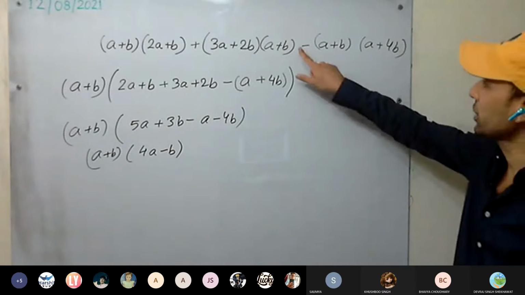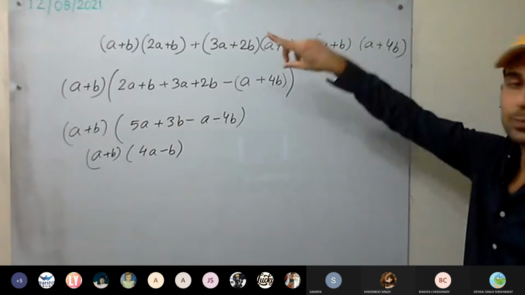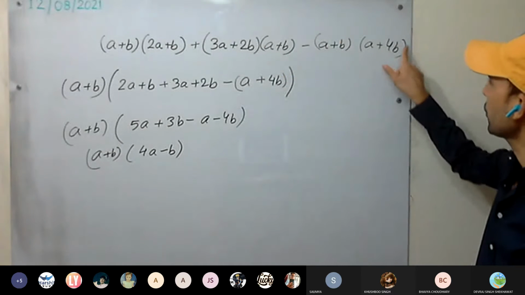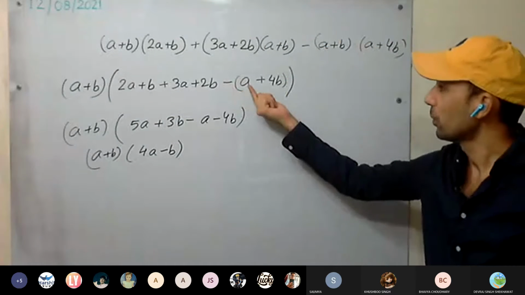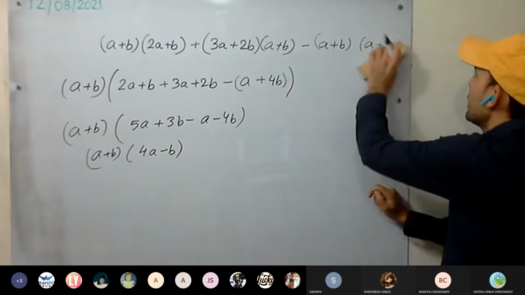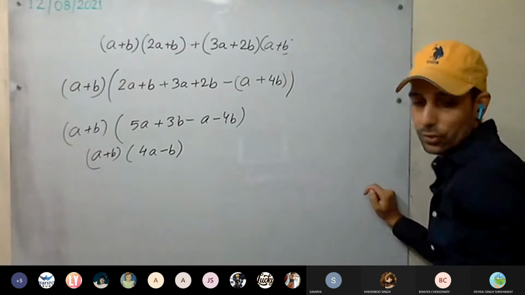This is clear. So always pay attention here. This minus sign is for the whole, a plus b gone outside. So this minus sign is for a plus b, the whole. So minus a, minus 4b will be there. Try the next one.